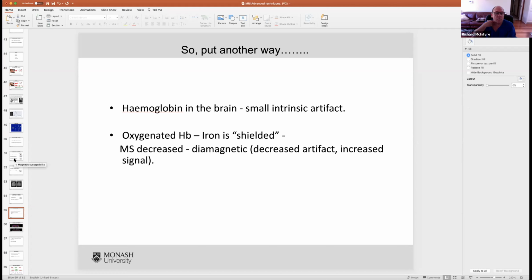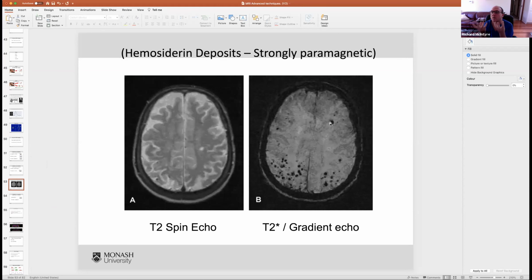And hopefully you can understand what we've been saying with the susceptibility weighted sequence, that when you have a bleed, that iron becomes exposed, so it loses its oxygen, okay? We know that deoxygenated iron, because it's only got unpaired electrons, becomes paramagnetic, okay? So the magnetic field isn't uniform, we get an artifact. Oxygenated, which is happening here, the oxygen combines with that iron, so instead of having four unpaired electrons, as in iron, the oxygen shields those unpaired electrons. So it becomes diamagnetic and it gives a signal.